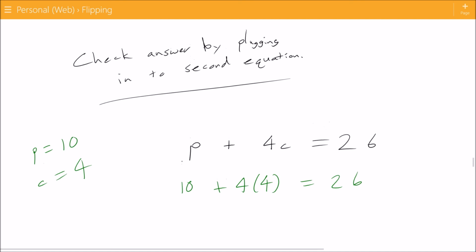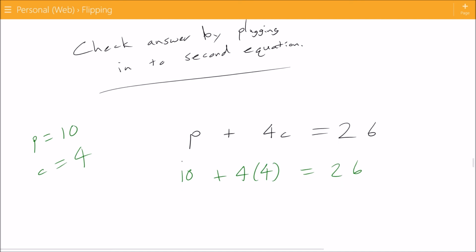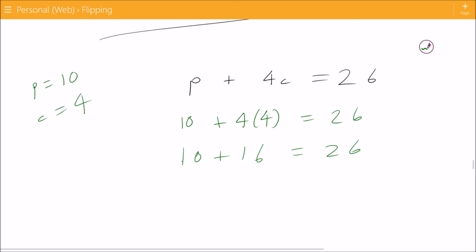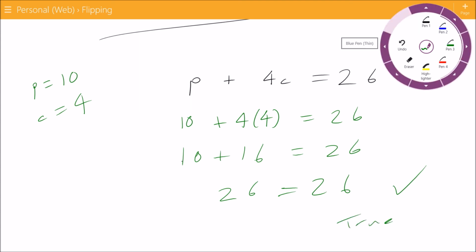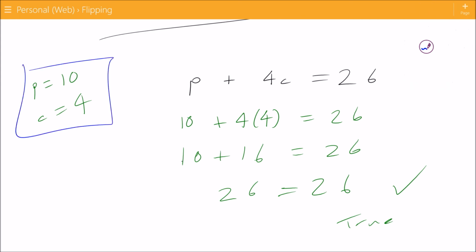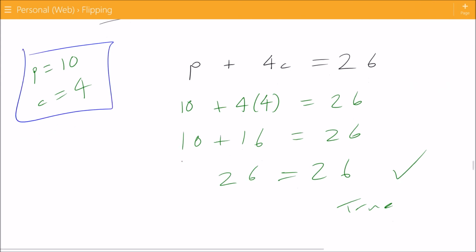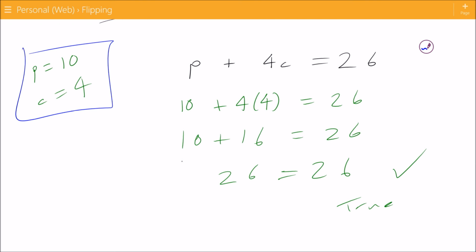Let's see if this is true. If it is true, then we're set. 10 plus, what's 4 times 4? Equals 26. 10 plus 16 is 26. 26 equals 26. Check. That is true. And it works. Our solution set then would be over here. The price of popcorn is $10.